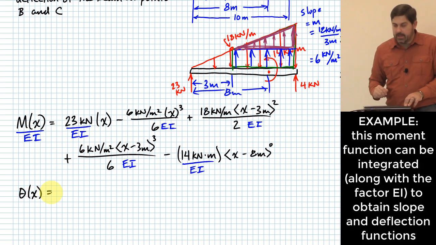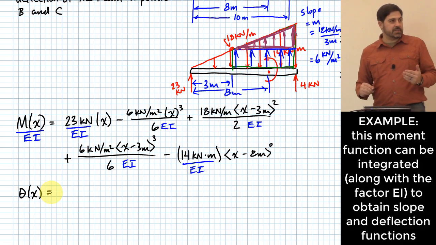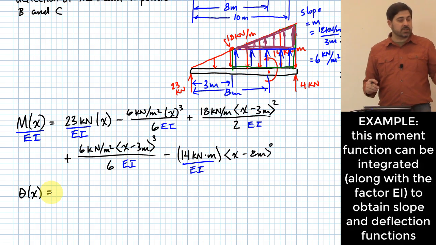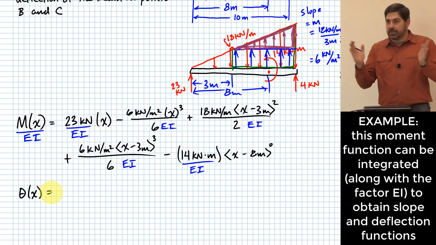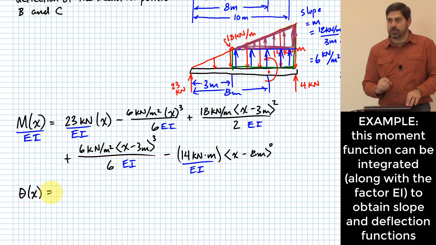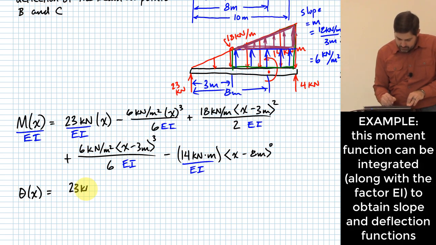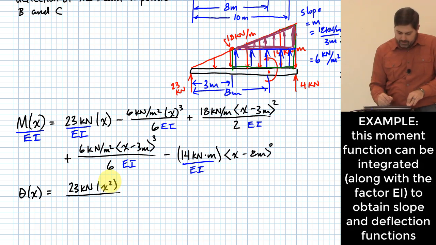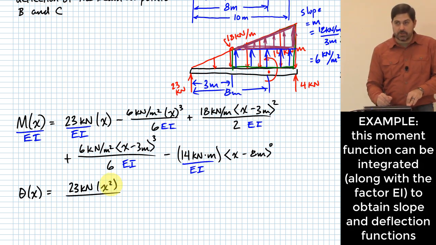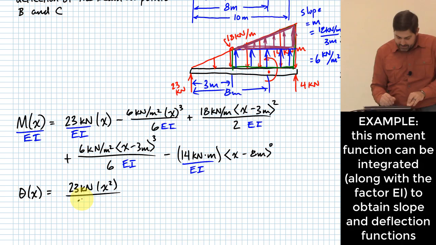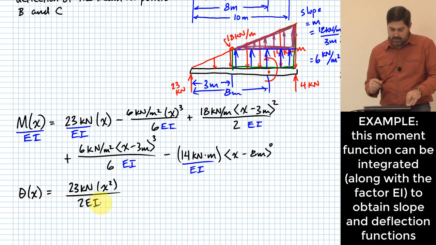Slope. And you'll notice here that because we use this technique, I don't need to split the domain up. I don't need to split the length of the beam up into multiple segments. I literally just integrate this function. So what would that first term be when I integrate it? 23 kilonewtons, x squared. Okay, we're going to divide by the new exponent too, right? So this is divided by 2EI. Okay, what about my next one?